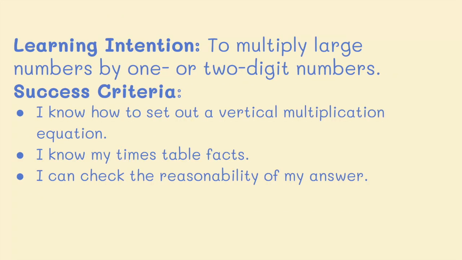Our learning intention for today is to multiply large numbers by 1 or 2 digit numbers. Our success criteria is I know how to set out a vertical multiplication equation, I know my times table facts, and I can check the reasonability of my answer.